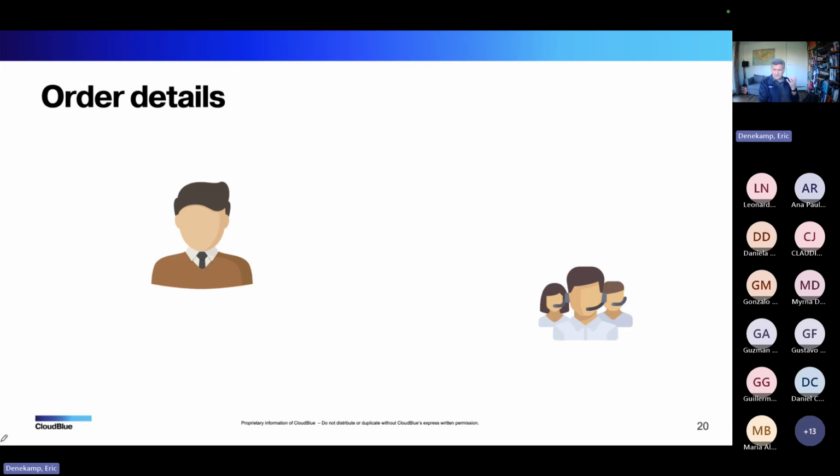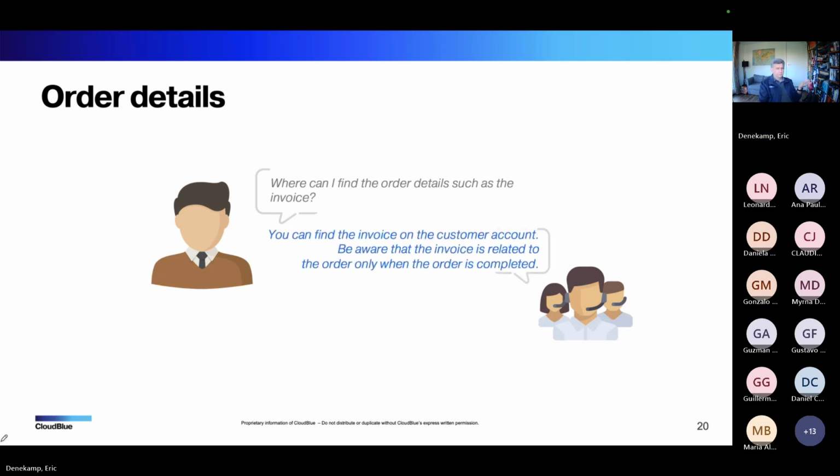So what are the things that can be seen here? Where can I find order details such as the invoice? Go to the order and you can find the information. But what is important, invoices are created at the end of the process. So if the order is not in the completed status, you won't see the invoice information yet.